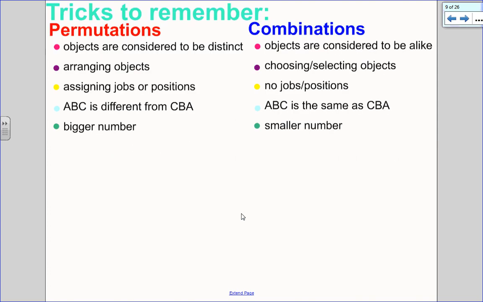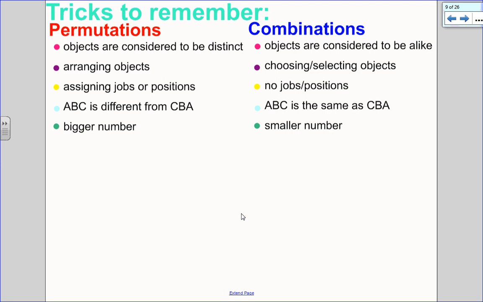So the biggest trick in this unit, once we get finished the unit, is when I give you a question, how do you know if it's a permutation or a combination? So I have like a little preliminary list here to start us off, and we can add to this list as we go through the chapter. So permutation, all of the objects are considered to be distinct or different. We are arranging objects. We are assigning jobs, roles, positions, or tasks.